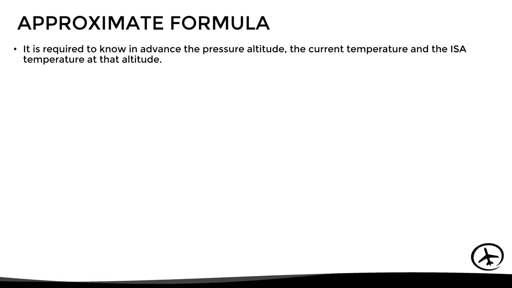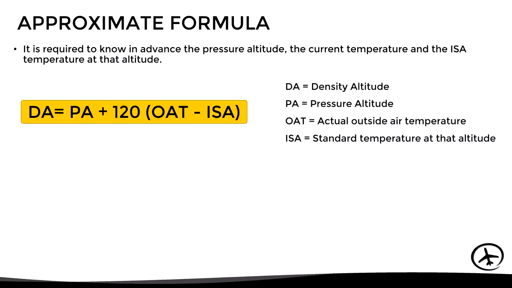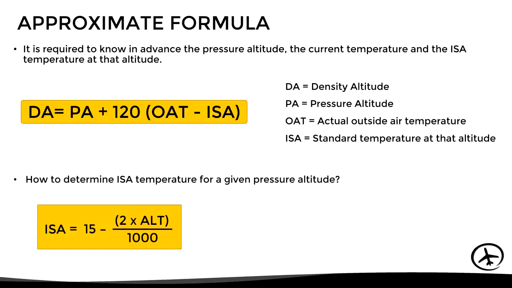Let's now move on to the approximate formula. To use it, it is required to know in advance the pressure altitude, the current air temperature, and the standard temperature at that altitude. This means that here we have an additional step, since we have to determine the standard temperature at the corresponding pressure altitude, which, as we will remember from previous videos, can be done by means of this other formula.